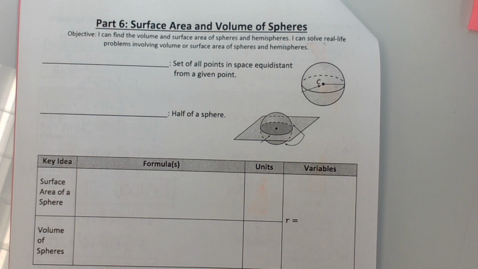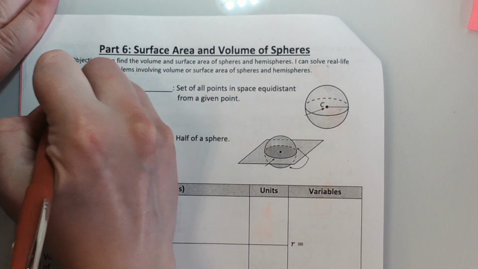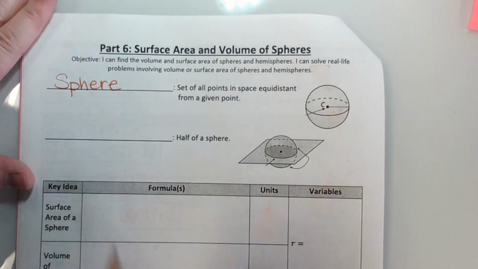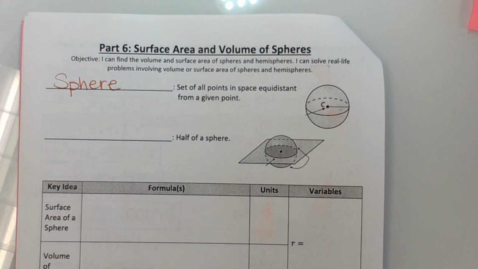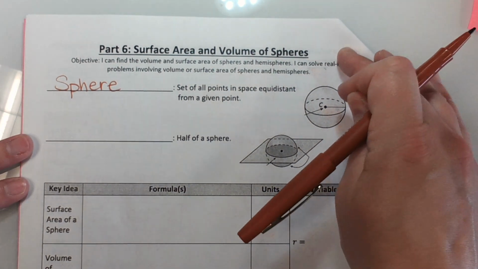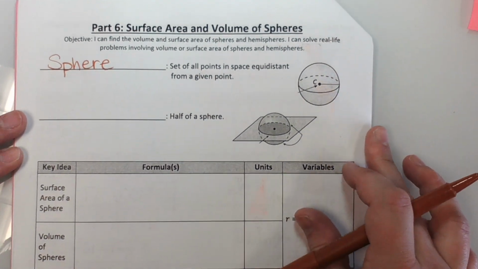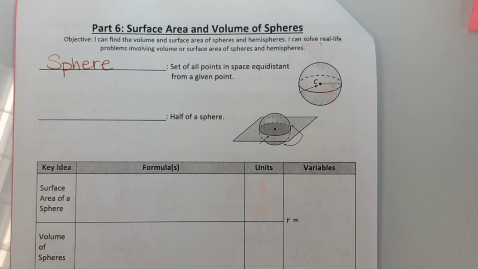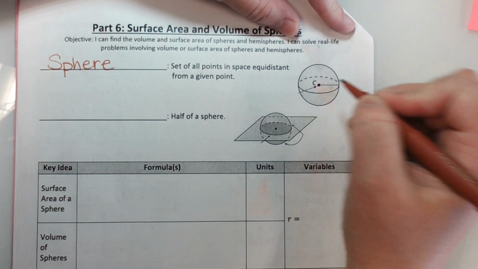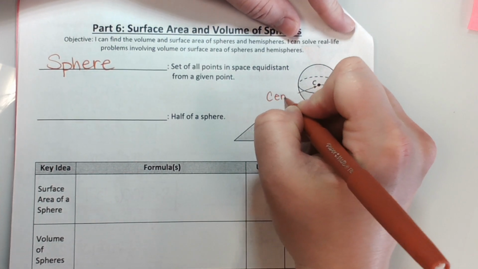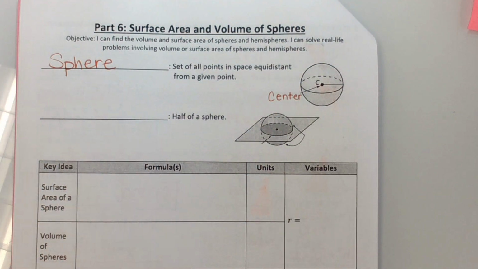Today we're dealing with our spheres and our hemispheres. A sphere, by definition, is a set of all points in a space equidistant from a given point. What do you think equidistant means? Equally distant. Yes, it means all the same distance away from a given point. That given point that they are all the same distance away from is the center of the sphere.